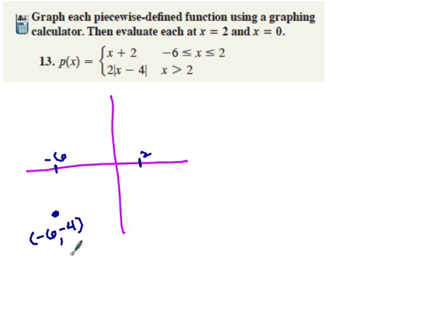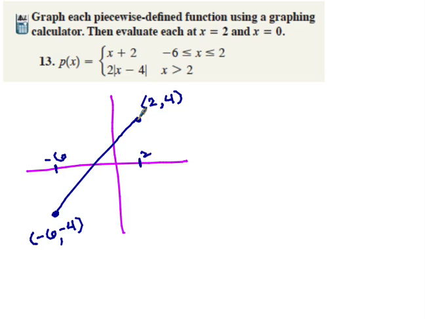I'm going to grab my other endpoint, which is 2. 2 plus 2 is +4. So I'm at the point 2, 4. I know that's a straight line, so I'm going to connect the dots. My y-intercept is 2 and I have a slope of 1. That makes sense. Hopefully everything's working so far.